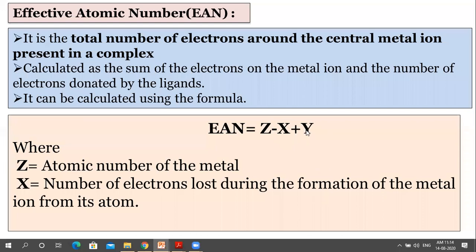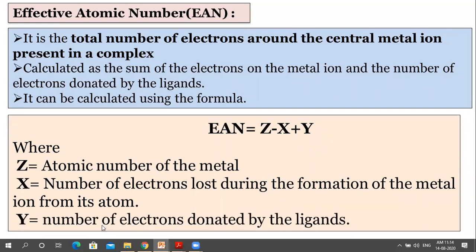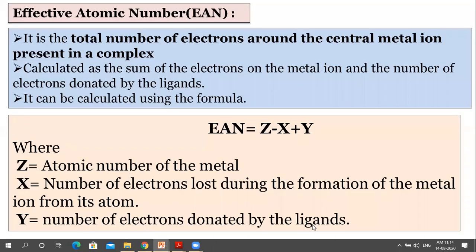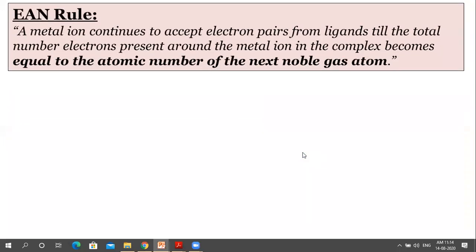And then what is Y? Y indicates the number of electrons donated by the ligands. Now we will take one example. We will first discuss what the EAN rule is. After this EAN rule, we will take an example of how to calculate the effective atomic number.